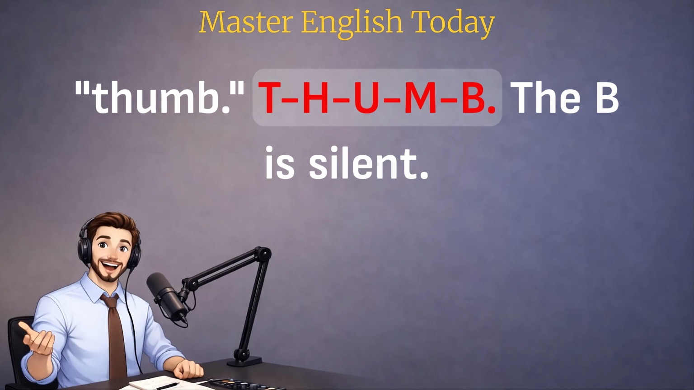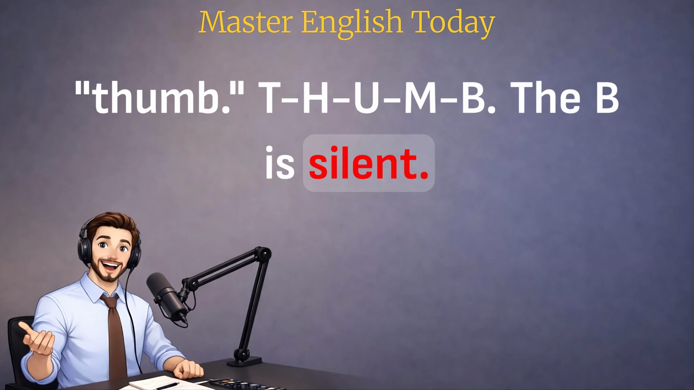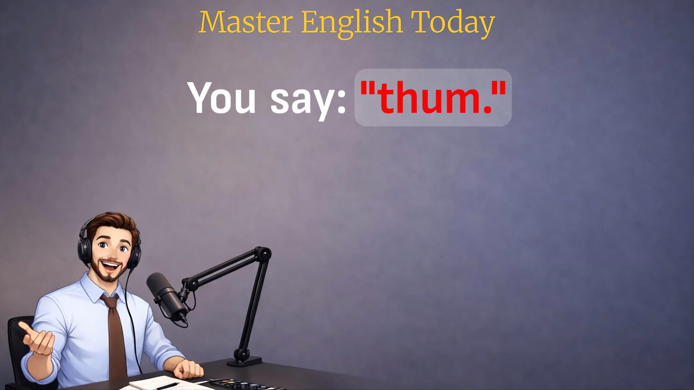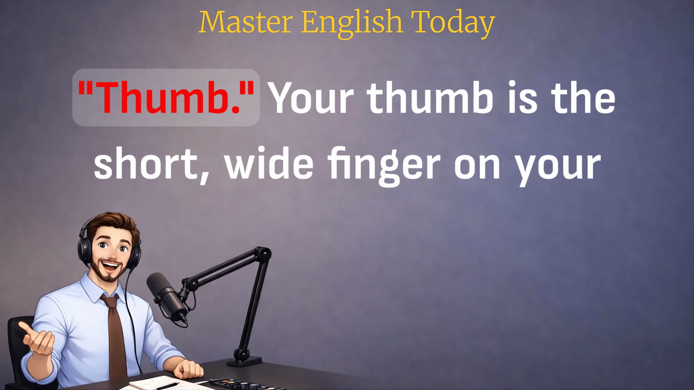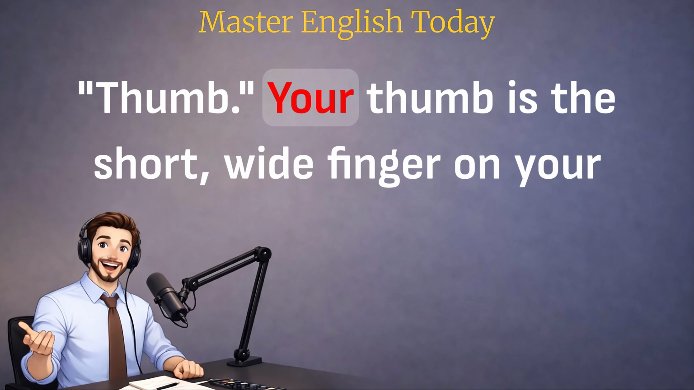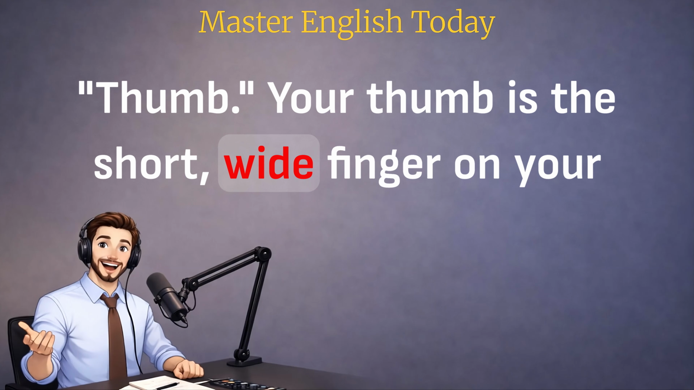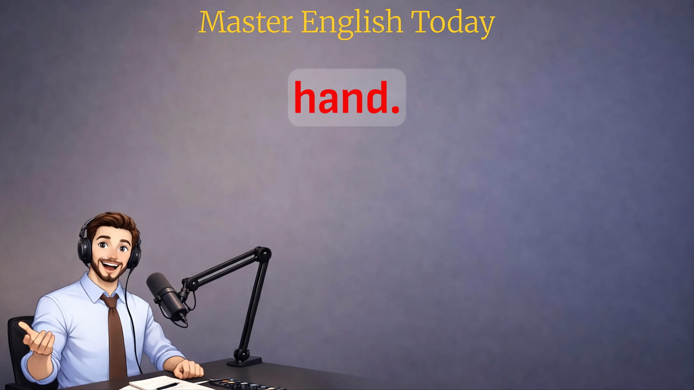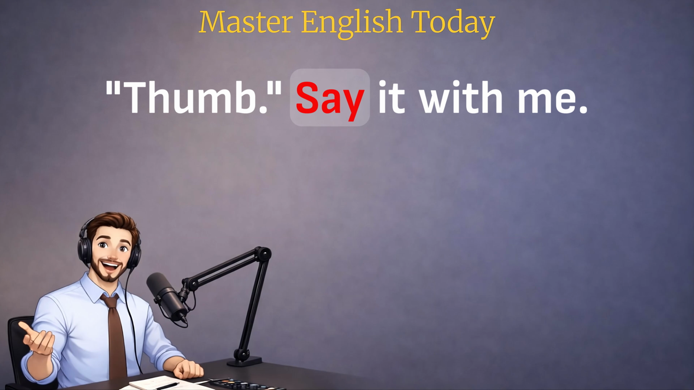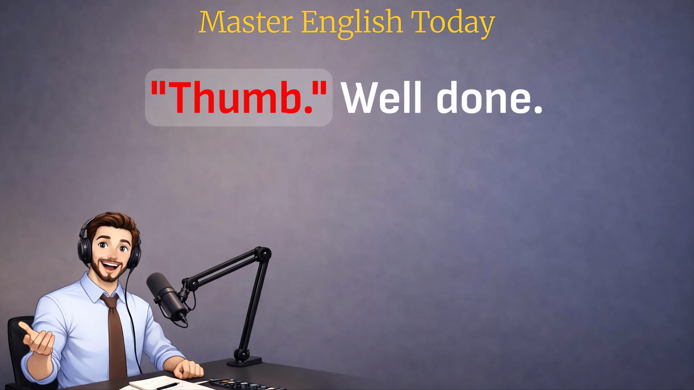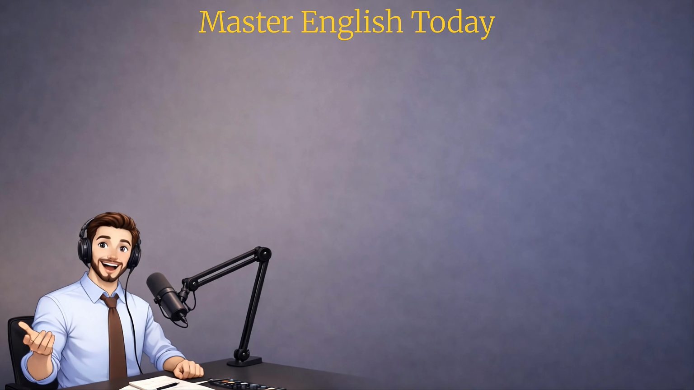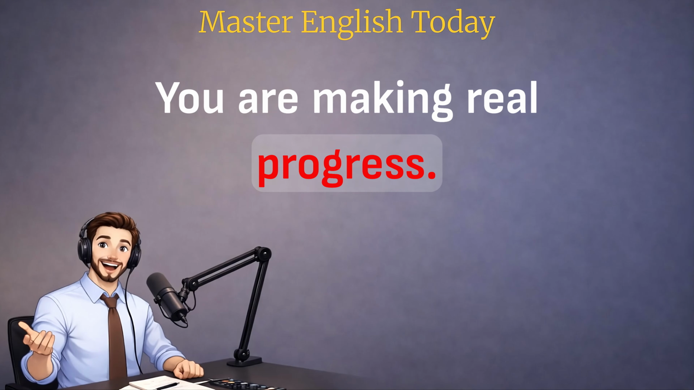Thumb. THUMB. The B is silent. You say thumb. Your thumb is the short, wide finger on your hand. Now you repeat. Thumb. Say it with me. Thumb. Well done. You are making real progress.